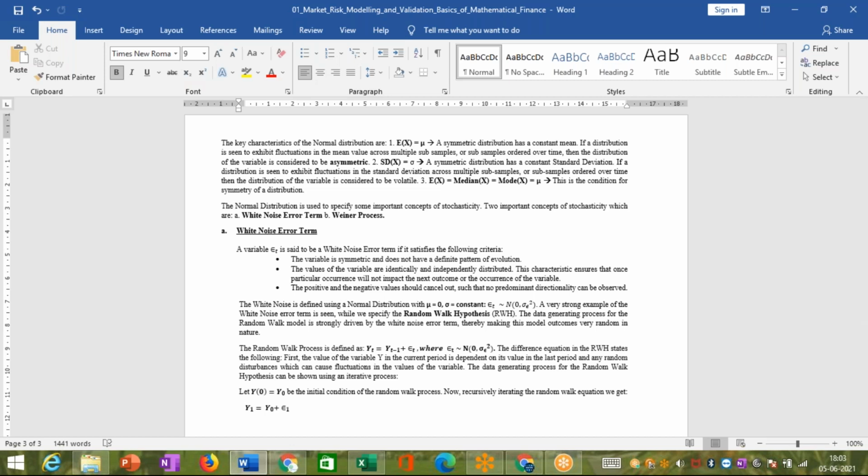This is at time t equals to 1. So at time t equals to 1, what you get to see is that y1, the y at time period 1, is explained by y0, the y at the 0th time point, plus the random term e1. So similarly at time t equals to 2.